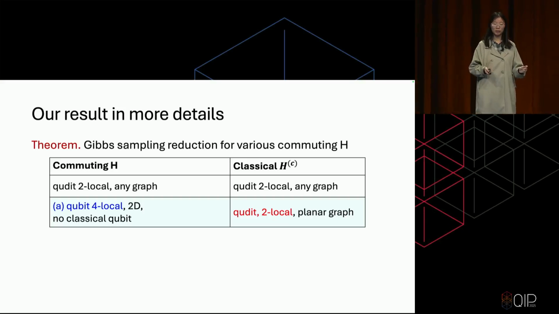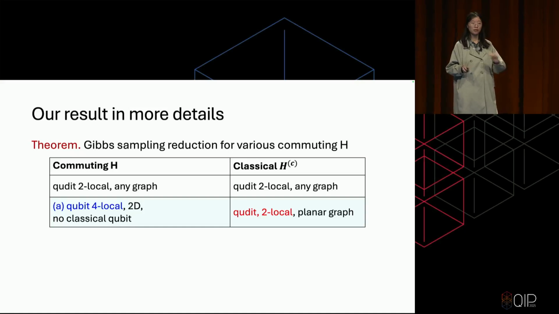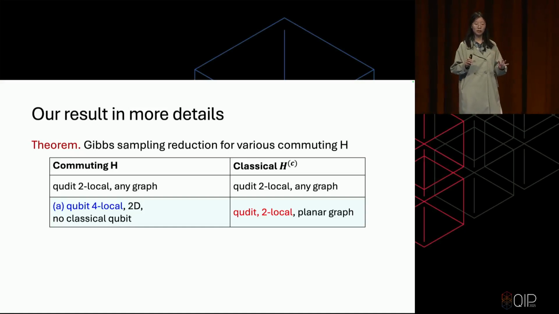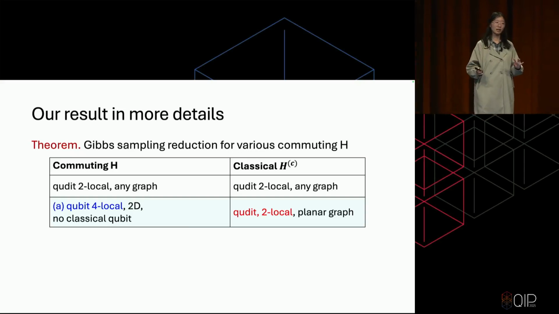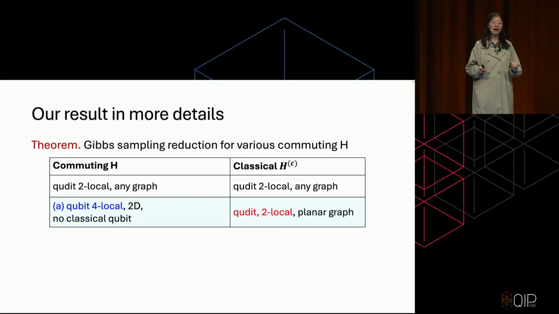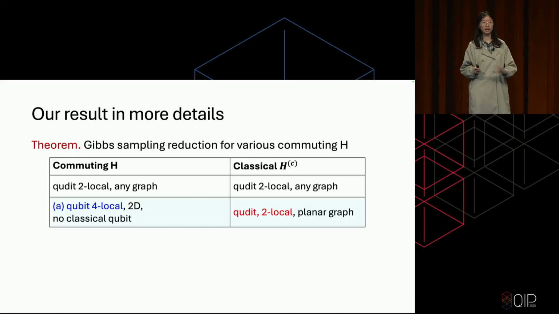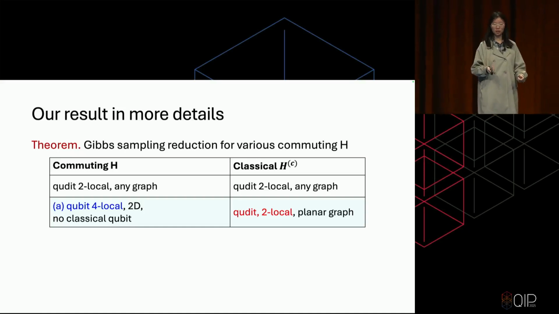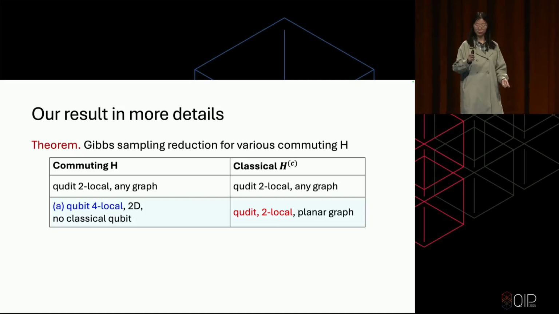If there's no classical qubit, then in the reduction the classical Hamiltonian will be QD two-local. I want to highlight two things here. We begin with qubits, and we do a Gibbs sampling reduction. In the classical Hamiltonian we pay a cost in the dimension, increasing the dimension from qubit to QD. On the other hand, in the commuting Hamiltonian we begin with four-local, but we have a guarantee there's no classical qubit, so it helps to decrease the locality. Finally, we will get a QD two-local classical Hamiltonian. So that's the first case, when there is no classical qubit.